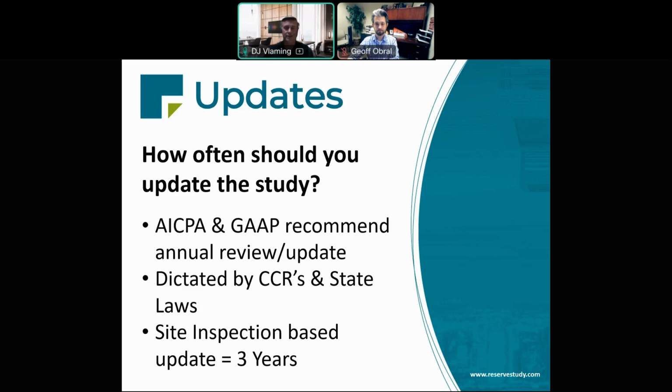Also, it's important to look at the scheduled projects. If you're talking big projects like roofs or paint or asphalt, then that means the board needs to be more proactive in starting to get some inspection work done, get some bids, and maybe fine tune that timing.